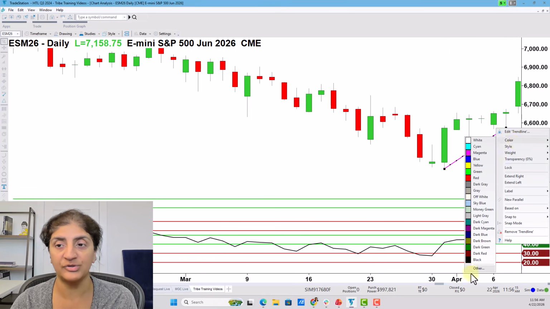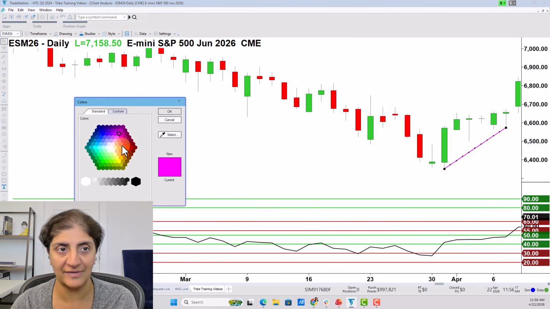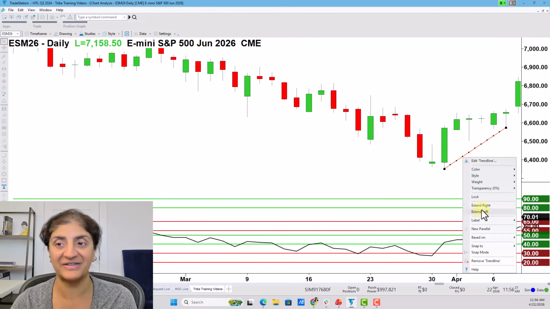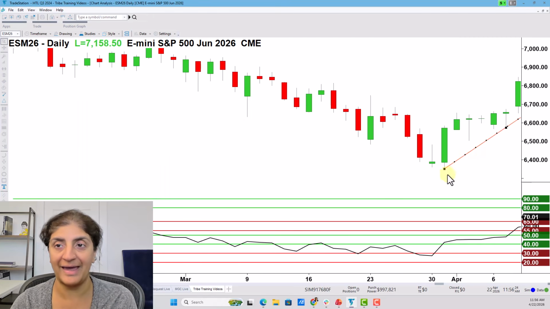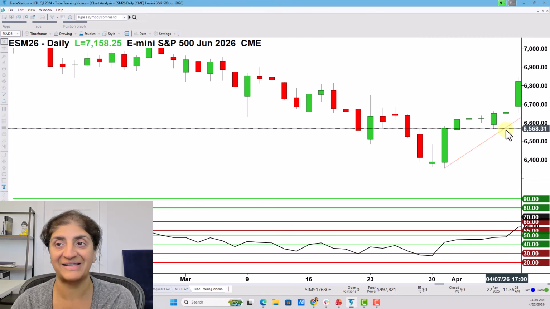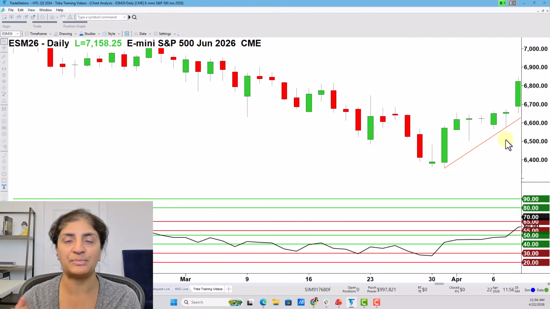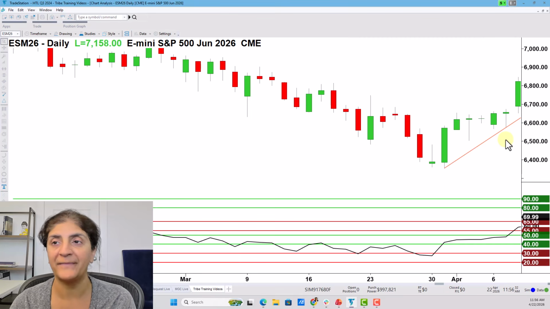Now I like to use, in my brain, neutral colors for trend lines. So for me, that's like orange and purple, and they just don't mean a lot of specific things. You can use whatever colors you want. And then you also want to make sure your trend lines are snapped exactly to the price action. Snap, magnet mode, whatever your platform uses, TradeStation calls it snap, okay? Great, now I have this trend line.